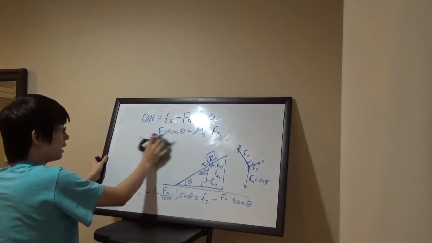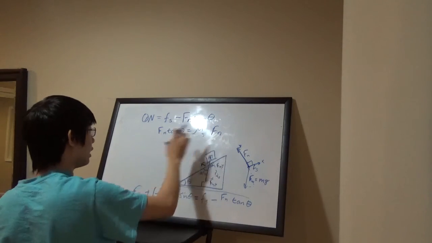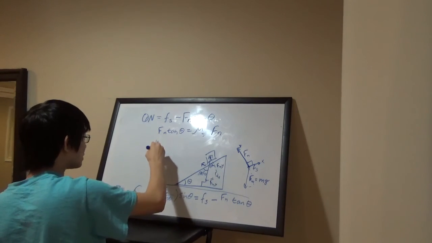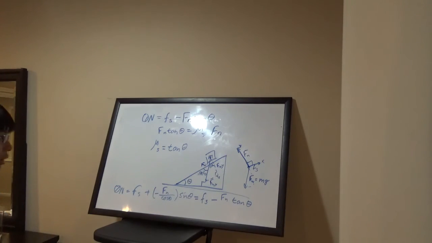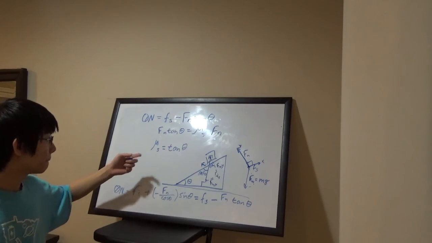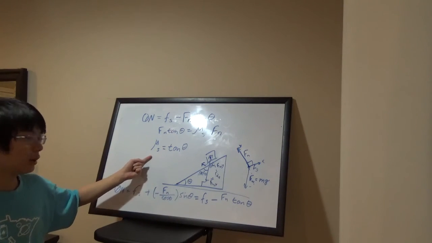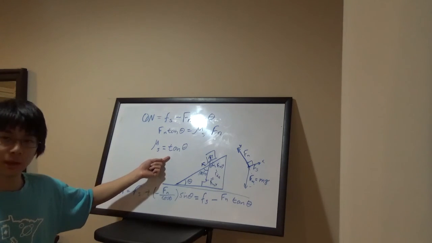Alright. And now what we can do is divide both sides by Fn, right? We have Fn here, and we get mu s is equal to tan theta. That is a beautiful discovery. We just found that if this object is on the brink of moving, the coefficient of static friction is equal to tan of theta.